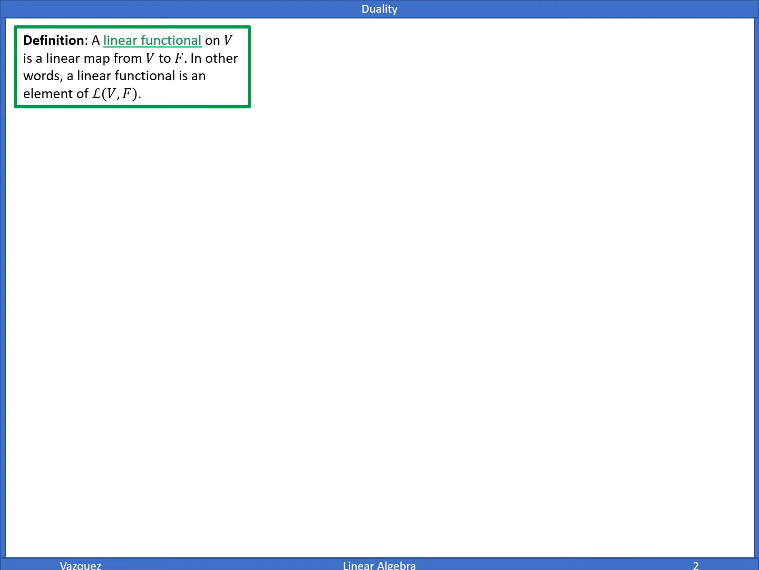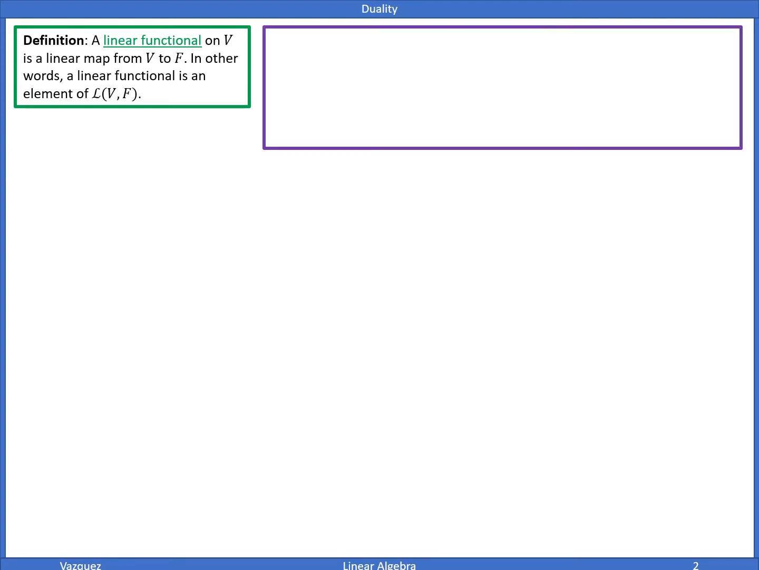And remember, F here is just a number, right? It can be a complex or real number. So what it's doing, it's just spitting out a value, right? This linear map is getting an element from V and spitting out a value, a number.